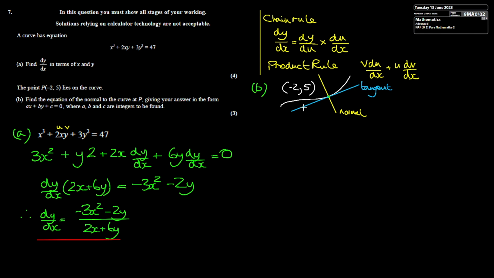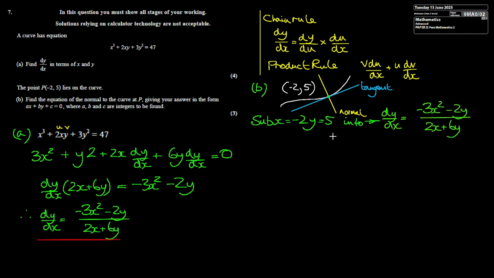So we need to first of all find the gradient at the point (-2, 5). So if we sub x is equal to -2 and y is equal to 5 into our gradient function, we should find the gradient at that point. And if you do the maths, you'll find that dy/dx is equal to -11/13. So therefore, gradient of the normal is the negative reciprocal of this guy. So this is 13/11.